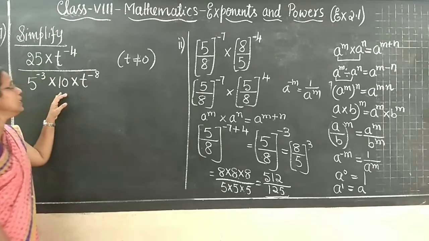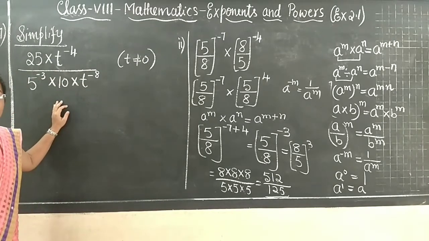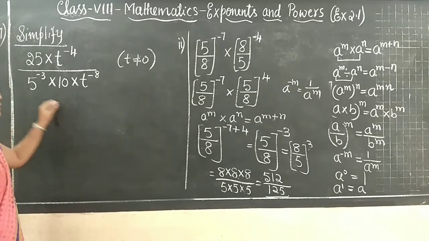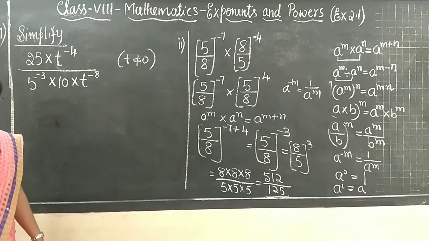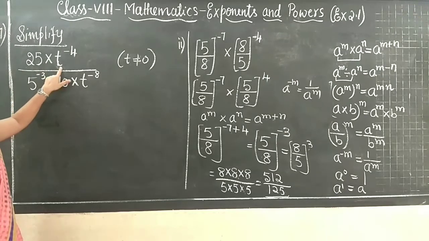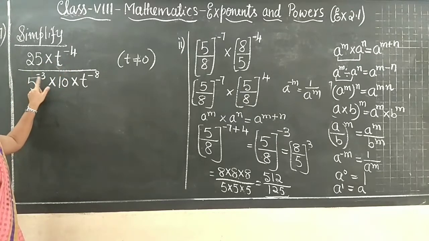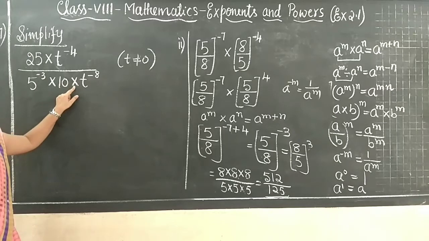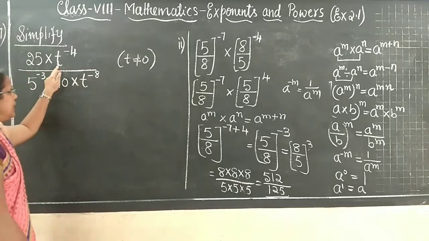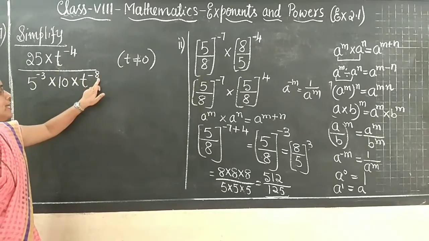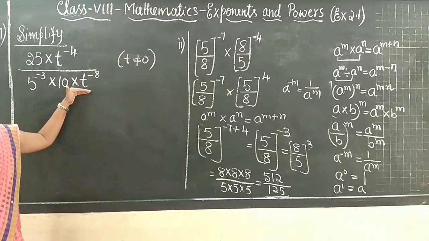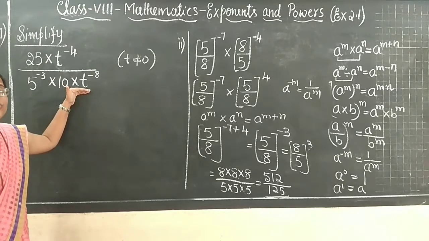So then see here, children, what can you do here? How to solve this? This is coming for 3 marks. Got it? So little lengthy problem, but you have to understand it properly. See, children, 25 and t to the power minus 4, 5 to the power minus 3, 10 into t to the power minus 8. Here who is same for you? t to the power minus 4, t to the power minus 8. One is in numerator, one is in denominator. So they are same, right? Somebody else can we make same, children?